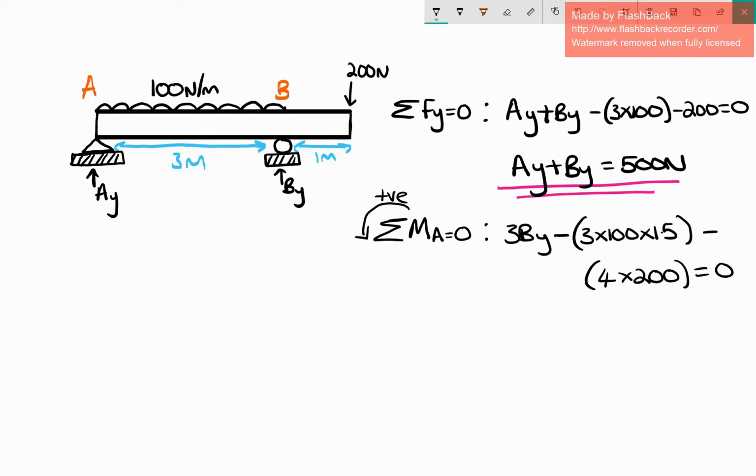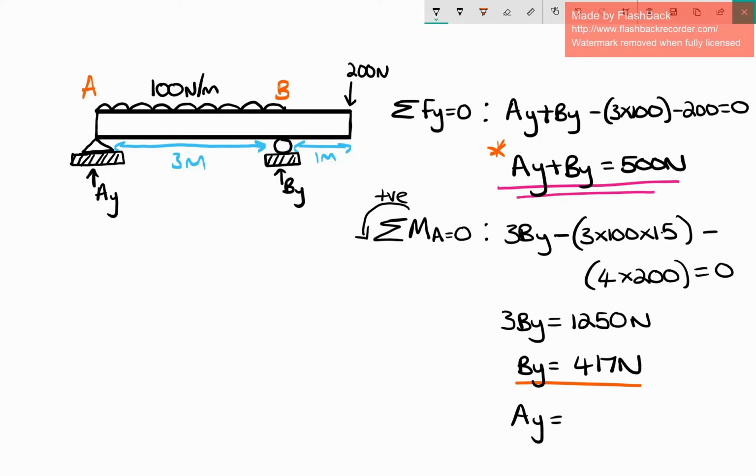So we can work out a value for BY, and BY is equal to 417 newtons. So by substituting the value we found here into the initial equation of AY plus BY is equal to 500 newtons, we can find the value for AY. So AY is equal to 83 newtons. So now we have a value for BY and AY.